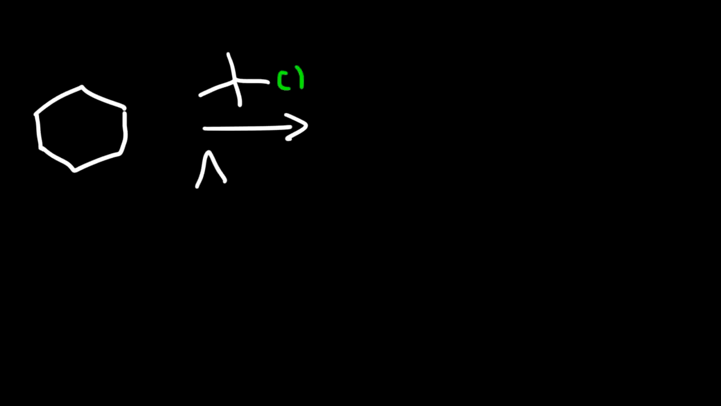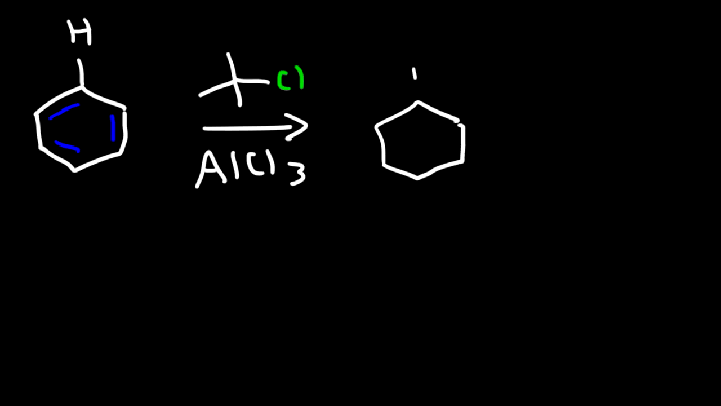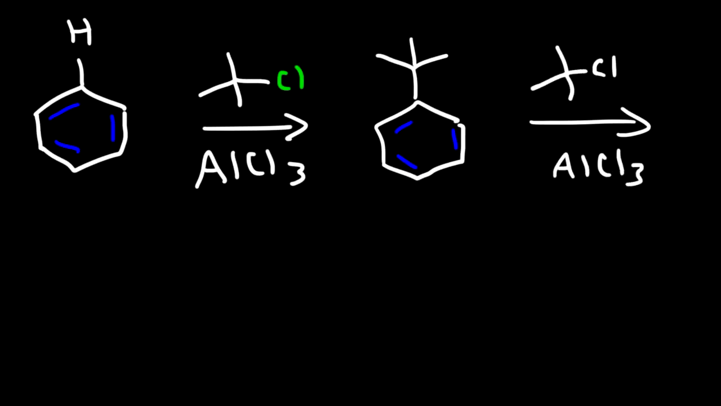Now for the next example, we're going to start with benzene and we're going to react it with tert-butyl chloride using aluminum chloride. What's the major product in this reaction? So this is another Friedel-Crafts alkylation reaction. And so we're going to replace a hydrogen atom with a tert-butyl group. So we have tert-butylbenzene as the product. Now, what if we react it again with another tert-butyl chloride? Where is the second tert-butyl group going to go?